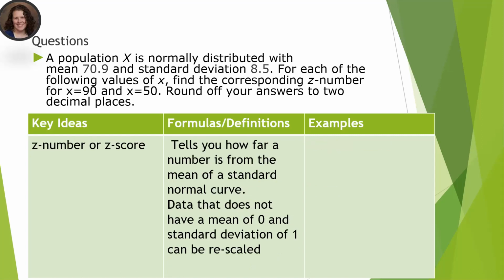So when we're doing these types of calculations, we're going to need to use a z-number or a z-score. Those two terms are interchangeable. A z-number is kind of like a standard deviation. It tells you how many steps away from the mean you're taking left or right. It's kind of like a number line at the bottom of the standard normal curve. Data that does not have a mean of 0 and does not have a standard deviation of 1 can be rescaled so that you can compare it to standard normal distributions. I'm going to show you a picture to help you understand.